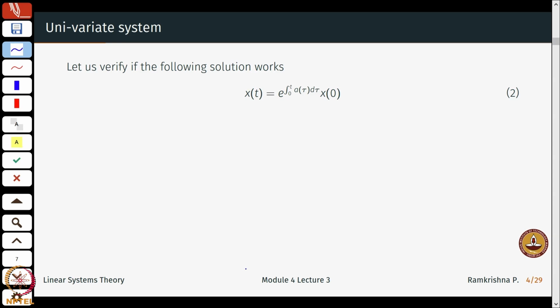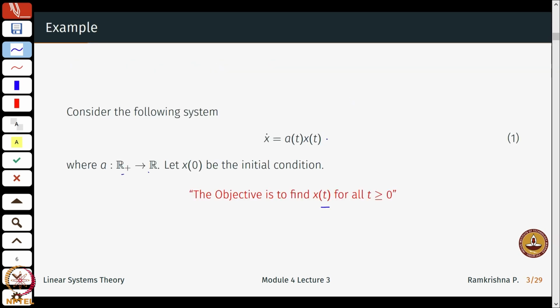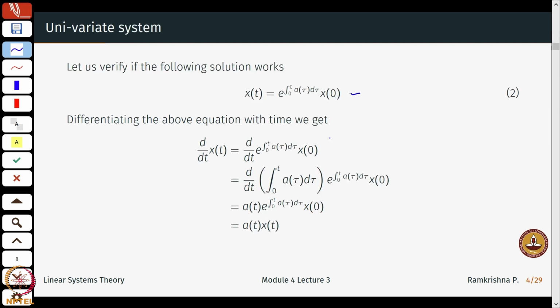Let's take some cue from the LTI systems, where I had an exponential solution e^{At} times x0. Now let me propose a solution which is like this. What I want to verify is whether this is the solution. As said in the earlier lectures, x(t) is a solution to this differential equation if it satisfies the initial condition and additionally satisfies the differential equation. First, the initial condition: x(0) is e to the power of the integral from 0 to 0, times x0, so the initial condition is retained.